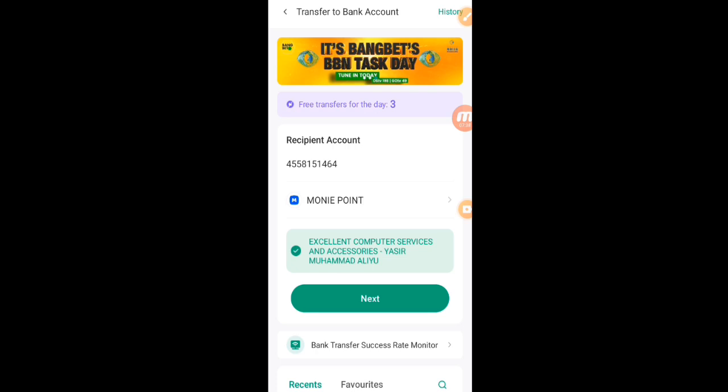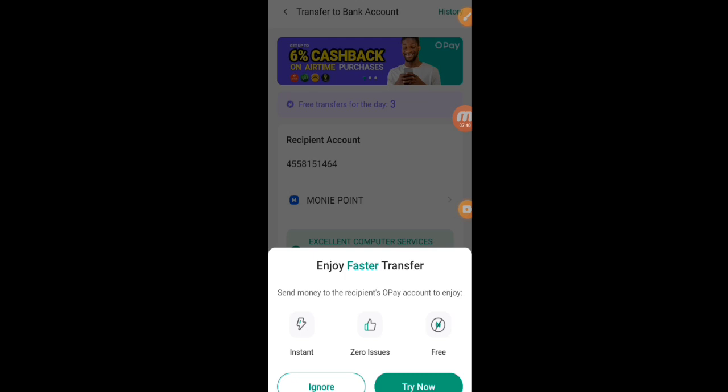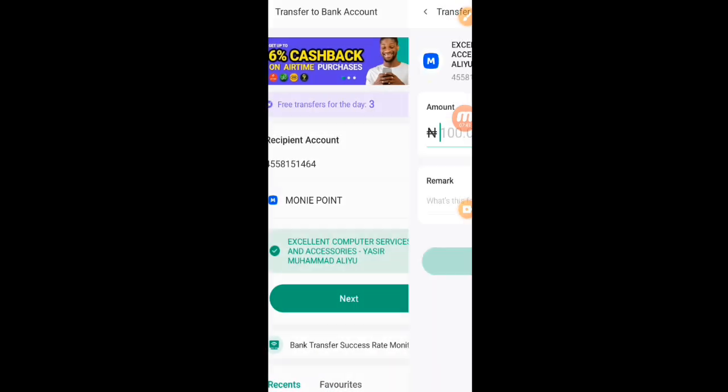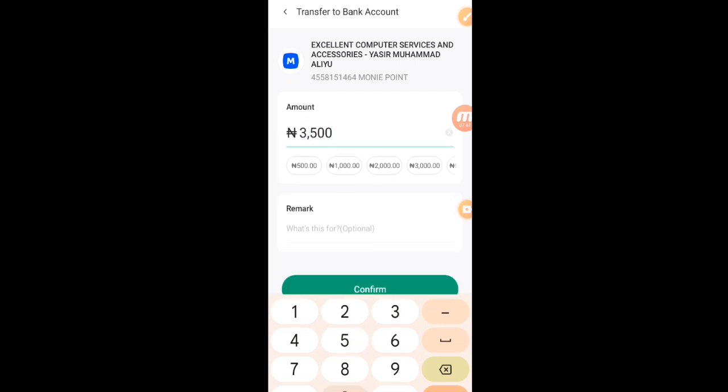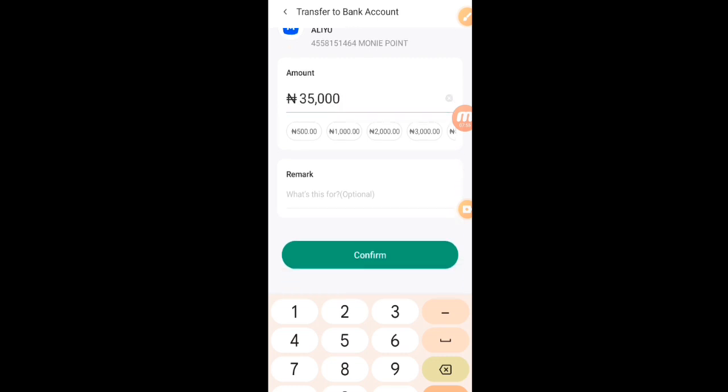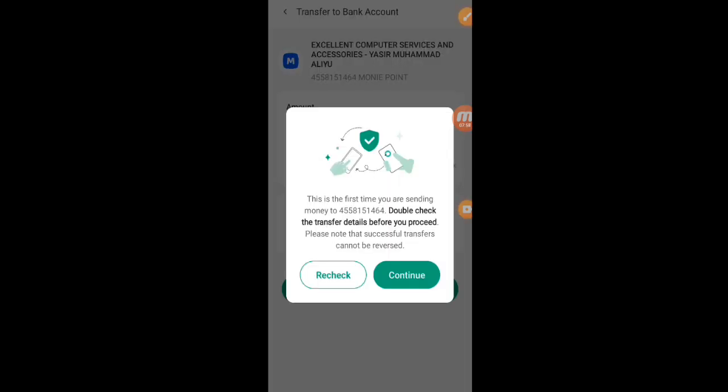So I click on next. Now I type the amount. It must agree with what I put in there, 35,000. Please don't put anything related to crypto in this remark. Please don't put anything there. Just do this. Then I click on confirm. Because this is the first time, the system will say be sure, recheck. I've already done that.